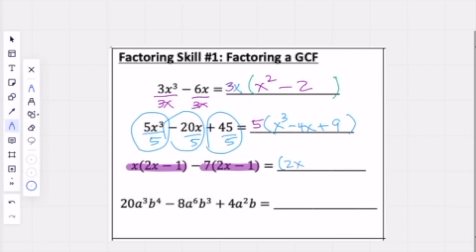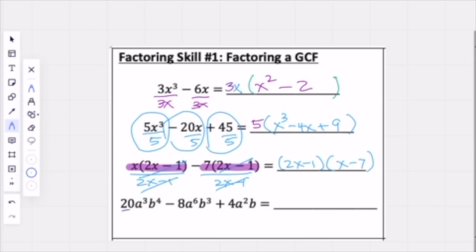It's 2x minus 1. We're going to do the same thing, and we're going to divide out 2x minus 1 in both of these groups. And do you see what happens? We end up with x minus 7 as our second binomial. Excellent. All right, and then in the last example here, we're going to have a GCF that's a monomial, but it's a little bit more than what we've seen so far.